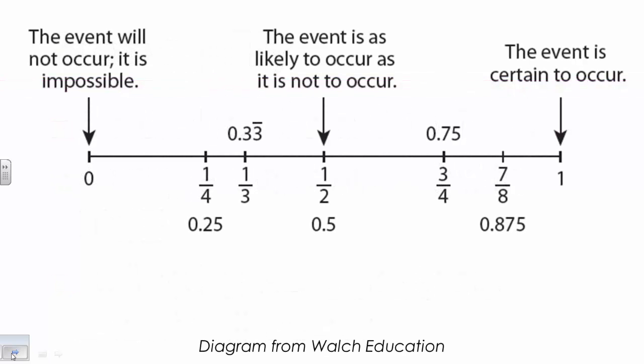If the probability is 0, this event is impossible to occur. If the probability is 1, this event is certain to occur.